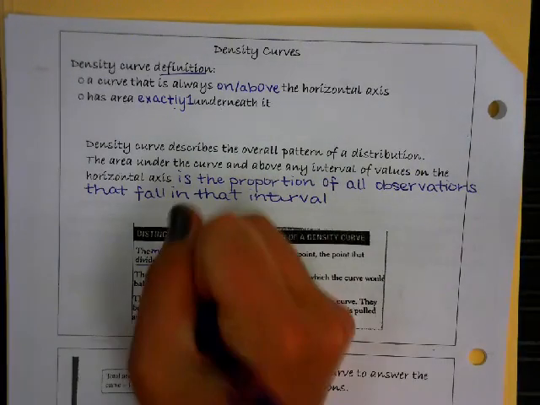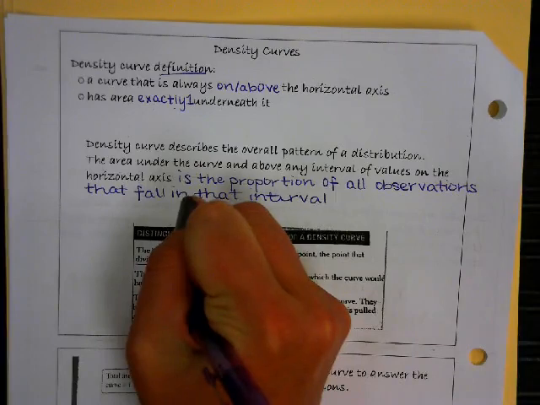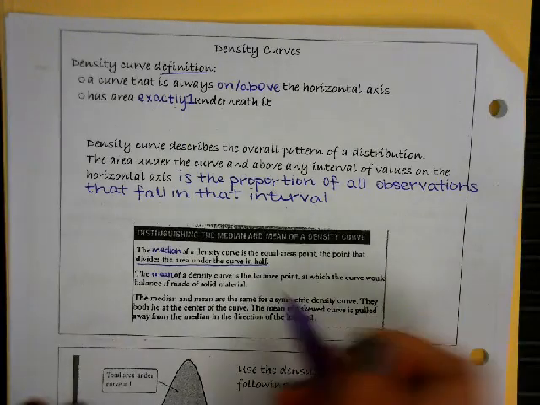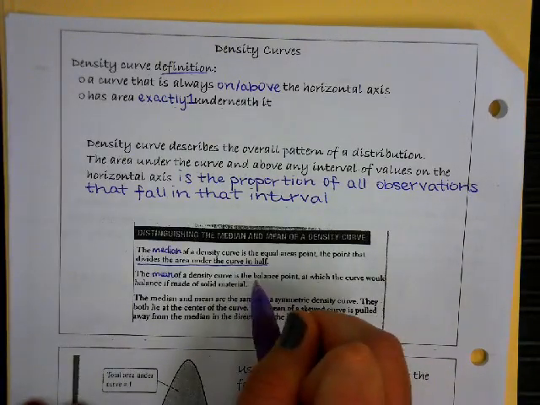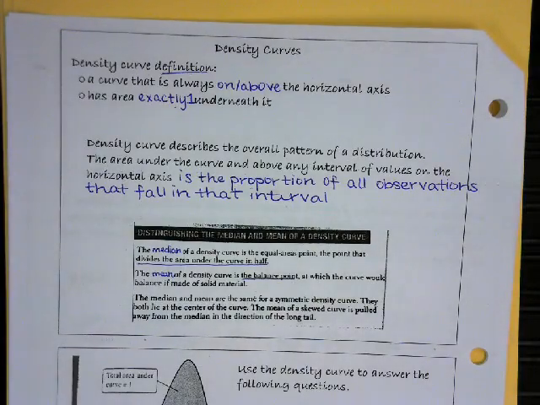The mean of a density curve is the balance point. So at which the curve would balance if it was made of solid material. That one's always a little harder. I do have a visual if anybody wants to see it, but I don't have time for it right now. But I do have a visual to show you the balance point.